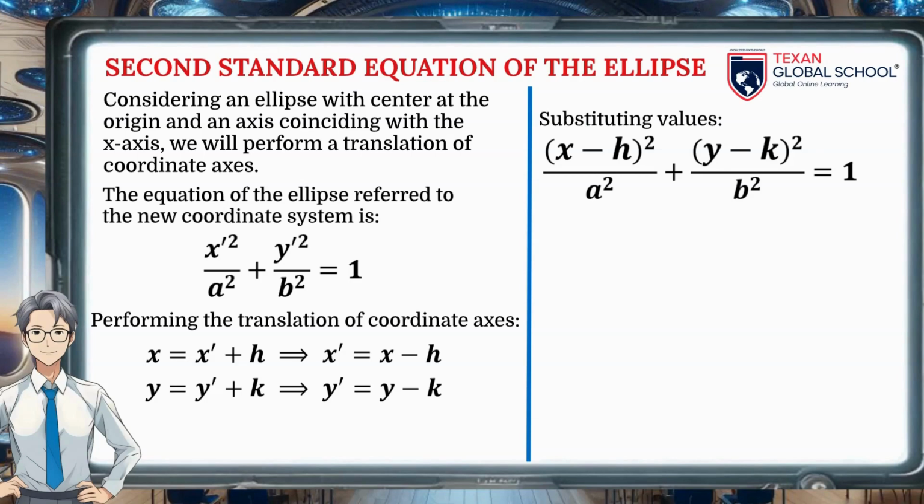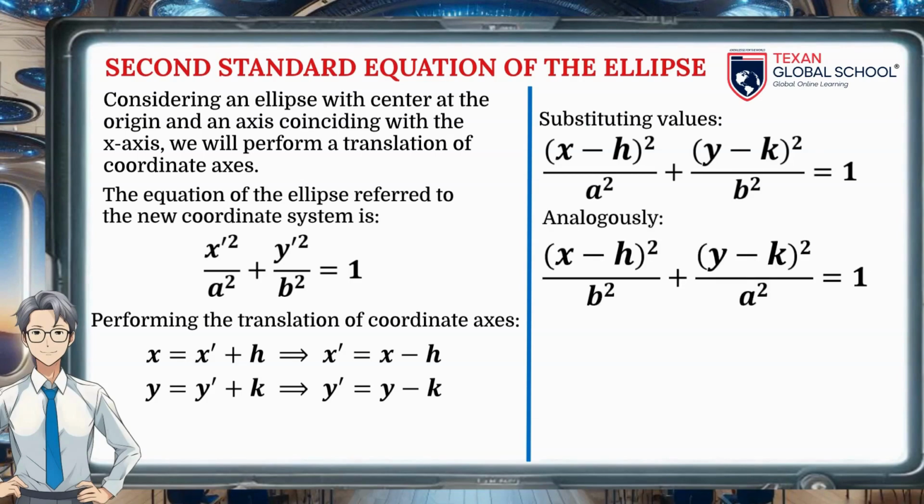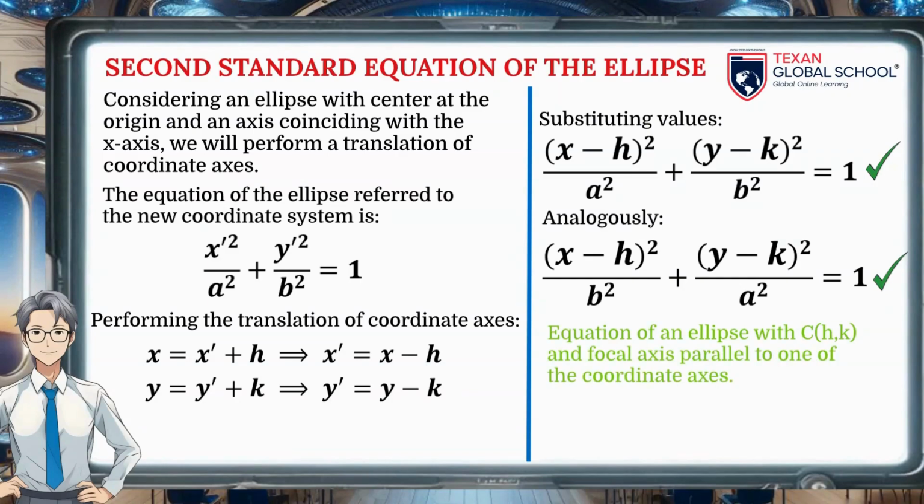Performing the translation of coordinate axes and substituting, the result is the equation of an ellipse when its center is at the point (h, k), and its focal axis is parallel to one of the coordinate axes. This is the second standard equation of an ellipse.